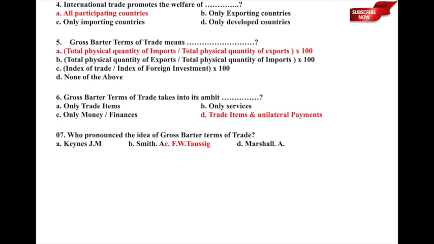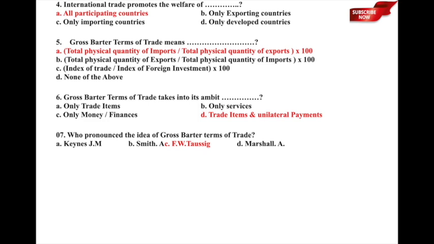Now specifically we are looking at gross barter terms of trade, and the question is, define gross barter terms of trade. Gross barter terms of trade means what? These can be the possible formulations of the questions. Let us look at the question. Gross barter terms of trade means dash, and the underlying options are A. total physical quantity of imports divided by total physical quantity of exports multiplied by 100.